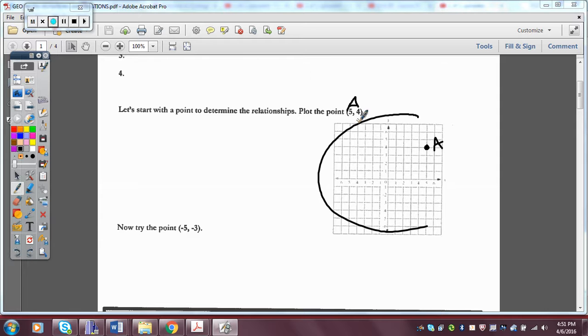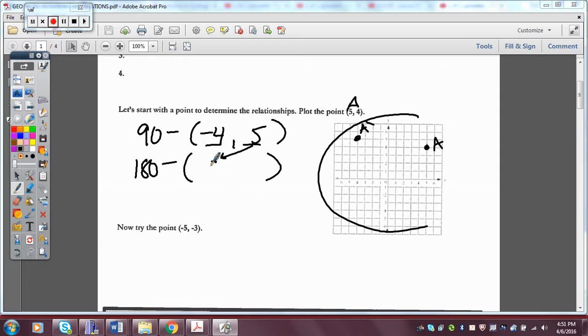Okay? So if A is 5, 4, I'm going to flip x and y and make 4, 5. And I'm going to make my x value the opposite, so -4. So -4, 5, that's A prime. I'm going to do 180 degrees. I'm going to flip x and y. So 5 comes down and -4 comes down. I take the opposite of my first term, so I make it -5. So -5, -4, that's A double prime.